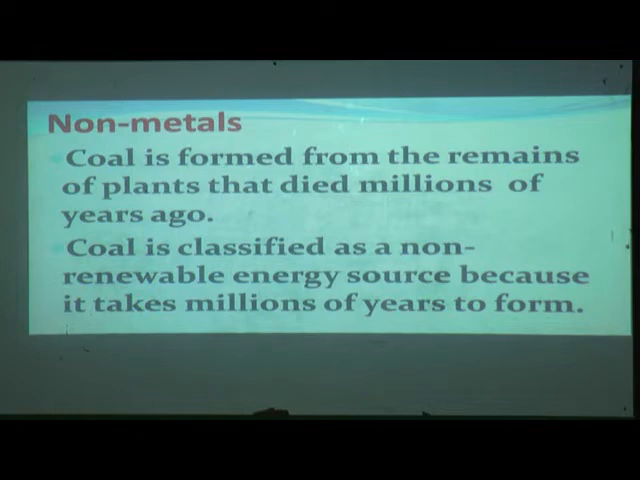As they decompose over millions of years, that coal is classified as a non-renewable energy source because it takes millions of years to form. Whenever a thing is broken, we can make it or buy it from others. It will take hardly one or two days, but coal is not formed in one or two days. It takes millions of years to make this.